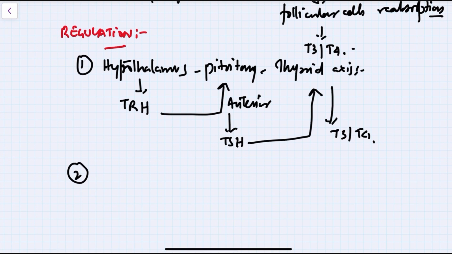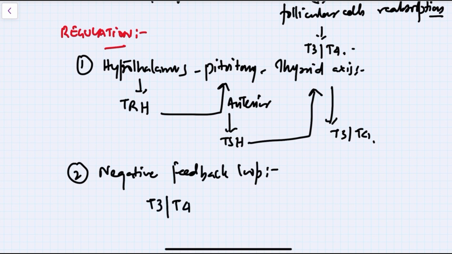Then there's one more feedback that we call the negative feedback loop. All right, so what happens here is that whenever the levels of T3 and T4 are elevated in the bloodstream, a kind of negative feedback happens, wherein the elevated levels of T3 and T4 inhibit the release of thyrotropin releasing hormone, as well as the thyroid stimulating hormone. So both TSH and TRH are negatively impacted by the high levels of T3 and T4 in the bloodstream, and that way it maintains the hormone balance.